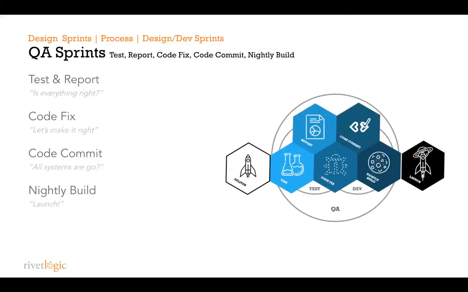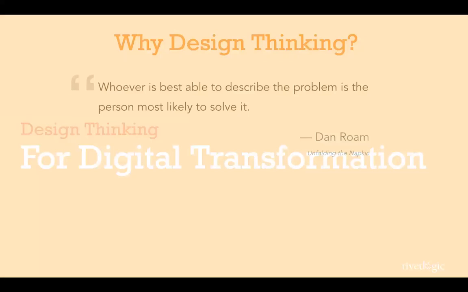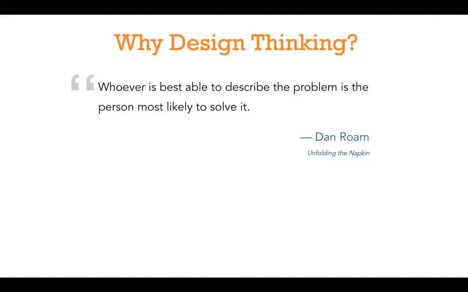So how do we apply design thinking for digital transformation? Well, Dan Rome said of design thinking, whoever is best able to describe the problem is the person most likely to solve it. And we take that philosophy to heart when we're talking about design thinking. Again, it gets back to who the people are who are using the product, because they're the ones who are going to tell us what the problem is and even potentially how to solve it.